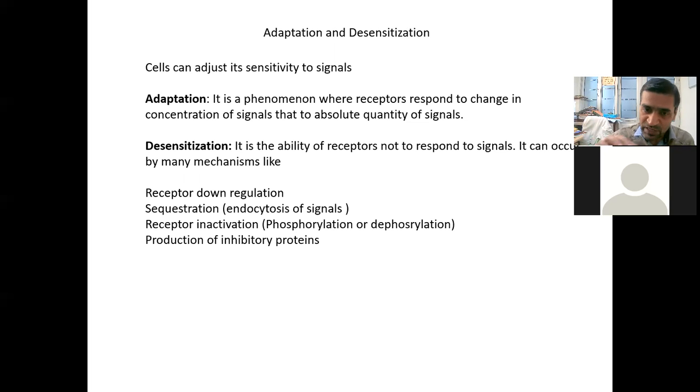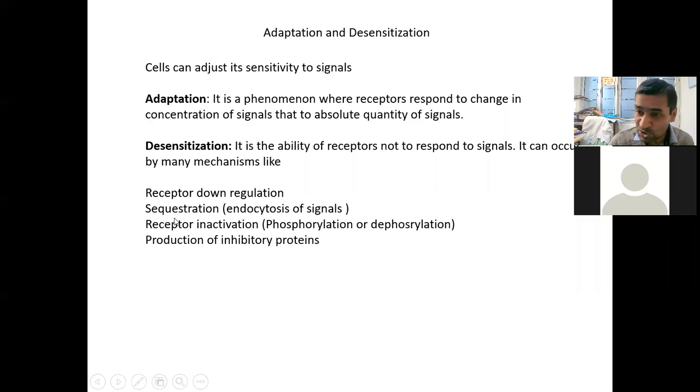The amount of receptors expressed on the cell surface, after all, comes from transcription followed by translation. So their transcription and translation will be inhibited. It will be down regulated. So there will be no receptors, so there will be no response.